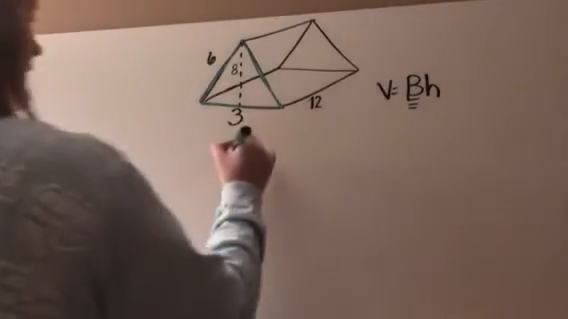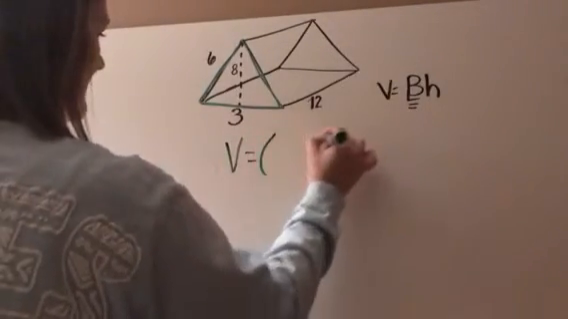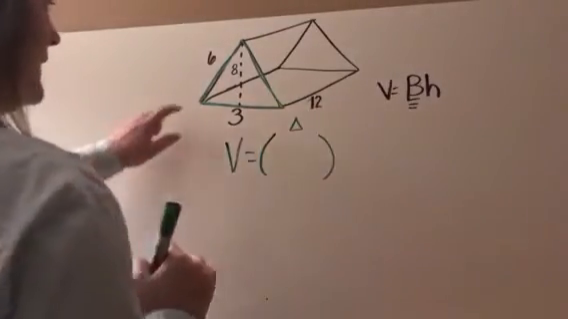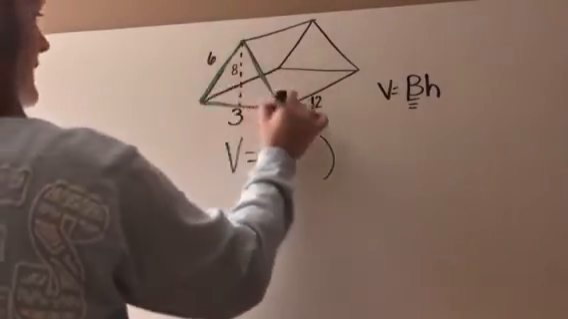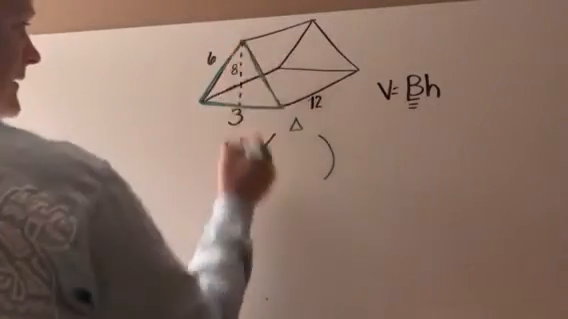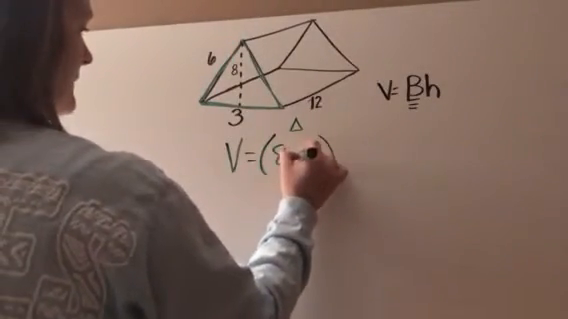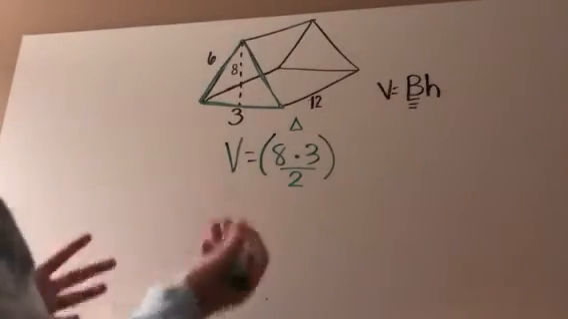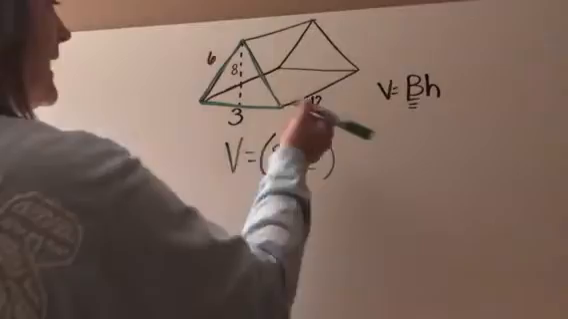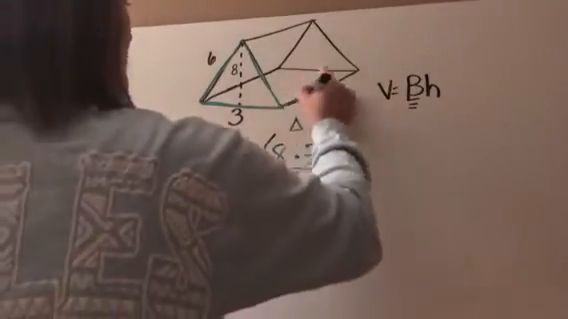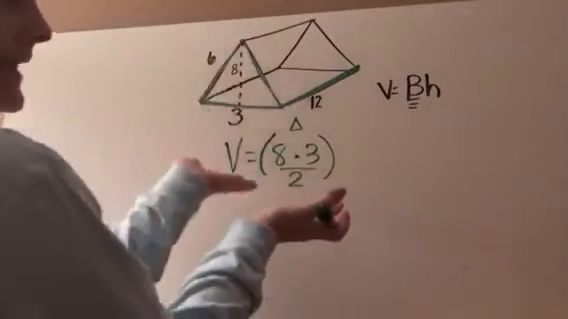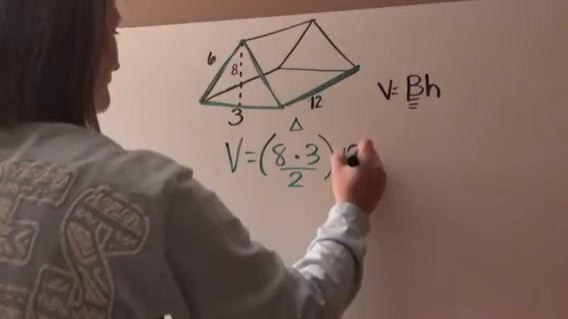So first we're going to find the area of our base, which is a triangle. Okay, so the area would be base times height, so 8 times 3 divided by 2. Because remember, the area of a triangle is base times height divided by 2. The height of my prism is 12. This is the height. If I was to set it on the base of the triangle, the height would be 12. That would be the long ways.